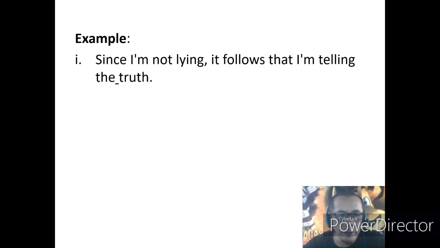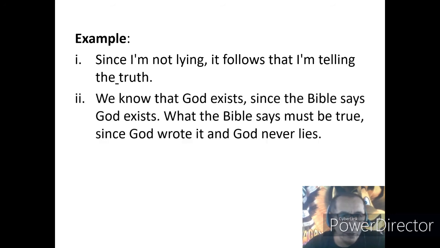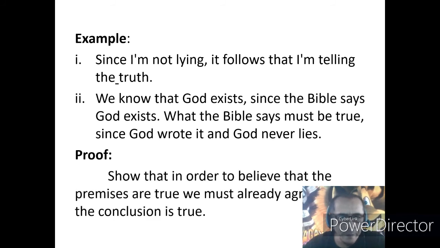Example, number 1, since I am not lying, it follows that I am telling the truth. 2, we know that God exists. Since the Bible says God exists, what the Bible says must be true, since God wrote it and God never lies. The proof shows that in order to believe that the premises are true, we must already agree that the conclusion is true.